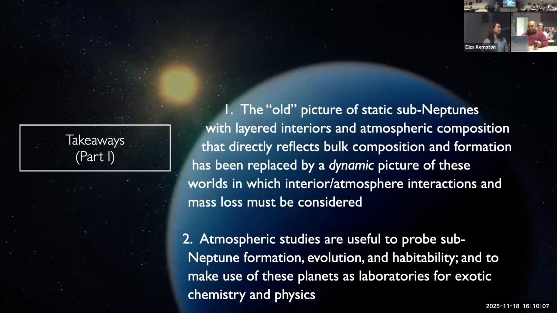Okay, so I want to get to the JWST results. So this is kind of background. So part one takeaways is basically, I think there's a really classic kind of progression of fields in astrophysics, right? The old static picture has been replaced by a new dynamic picture of sub-Neptunes, where now it's not just they formed and then this is what they're made of forevermore. Now we have to consider processes like magma-ocean interactions, mixing between interior and atmosphere, and mass loss.